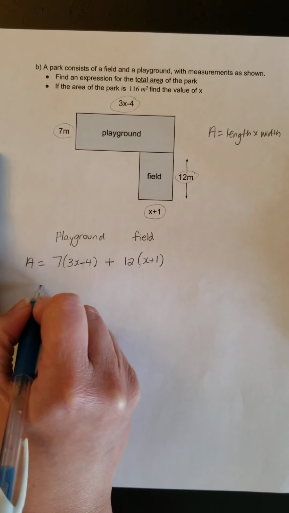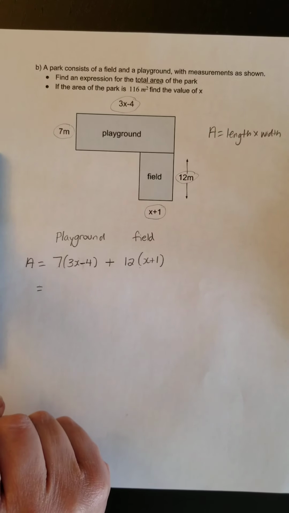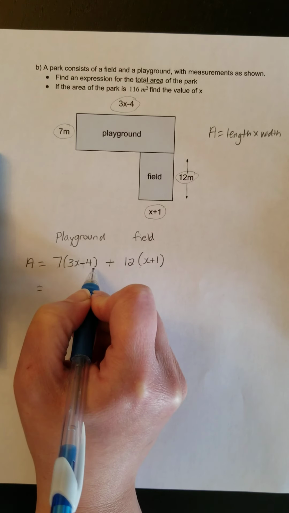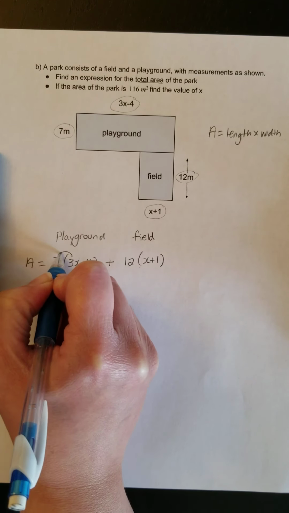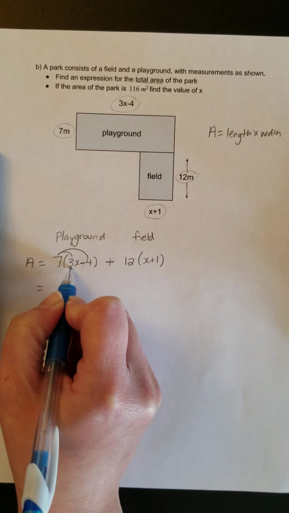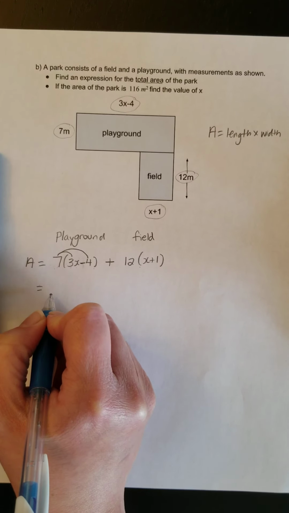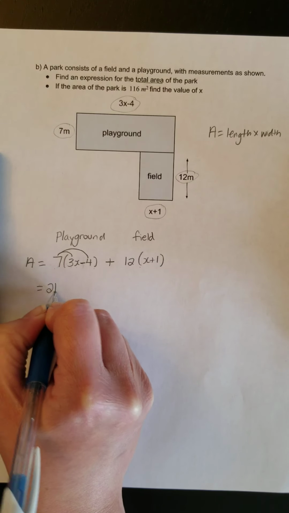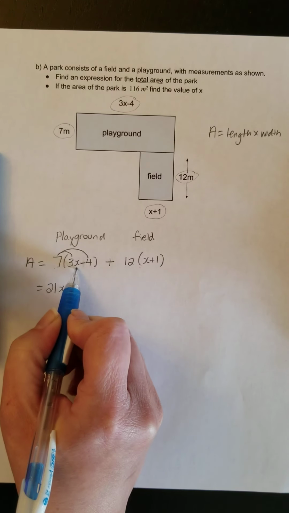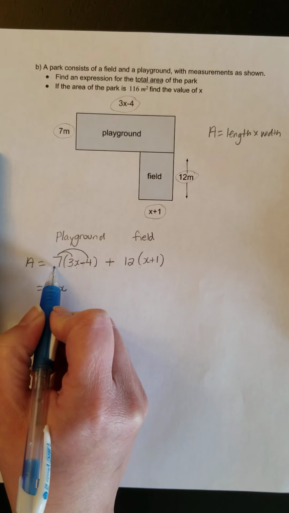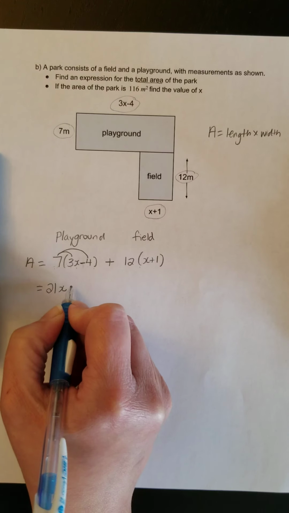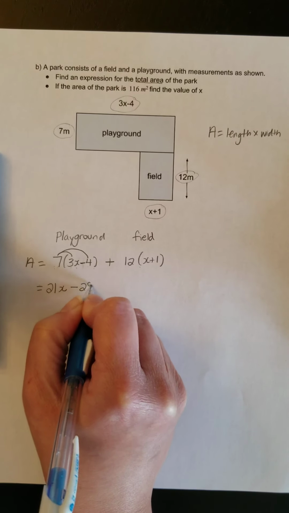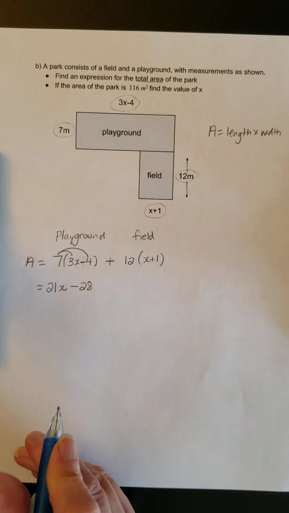So I'm going to go through the same steps again. So 7 times 3x minus 4, distribute that 7 in. 7 times 3, they're both positive, so I get a positive answer. 7 times 3 is 21, and I have an x. The next step, 7 times negative 4. Positive and a negative is negative. 7 times 4 is 28.